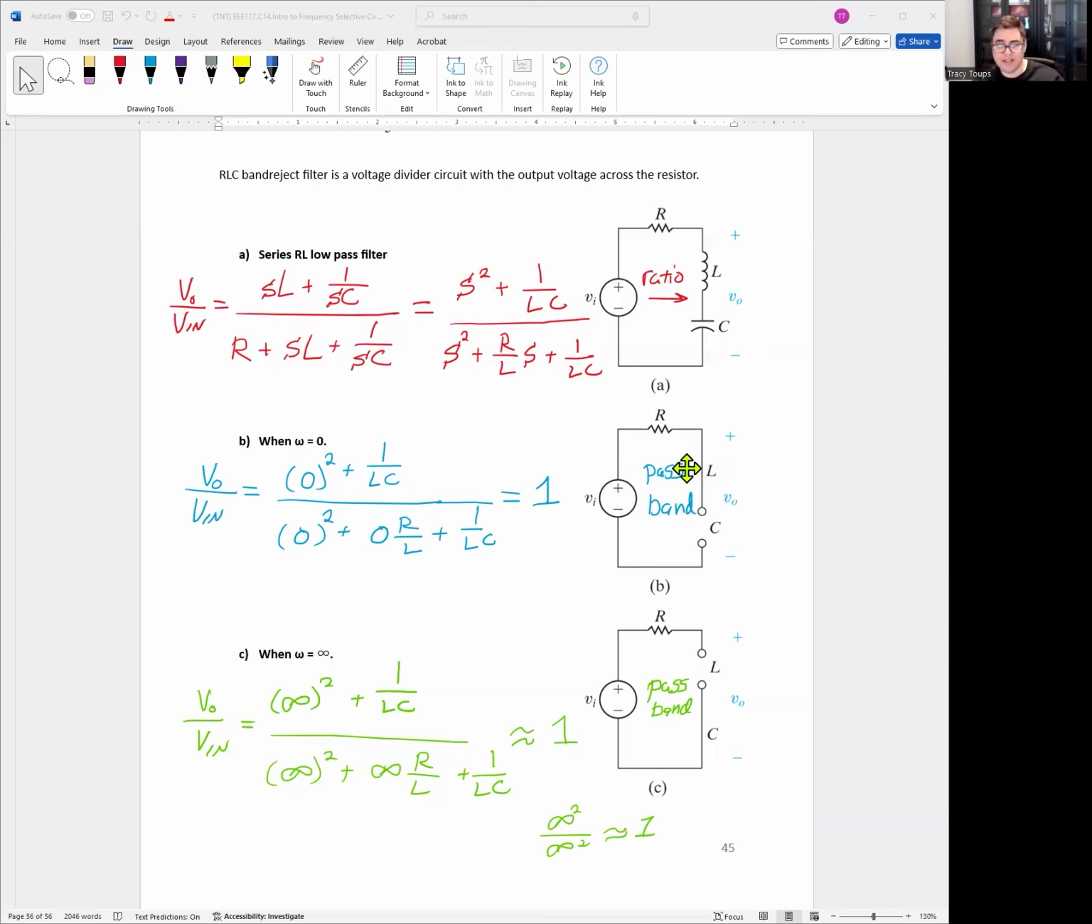So at the end of the day, the main difference here is you're taking voltage across the inductor and capacitor for your band reject filter.